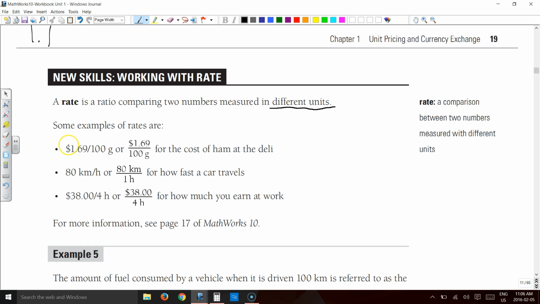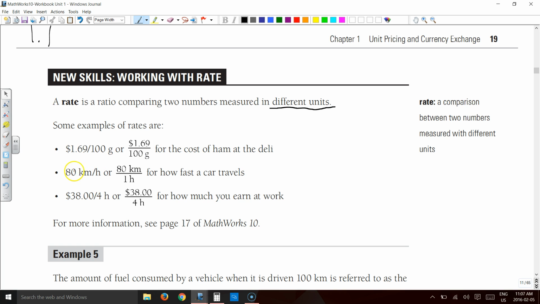So for example, we've got some examples here, $1.69 per 100 grams. Or that can be written as $1.69 over or per 100 grams for the cost of ham at the deli. So we've got money being compared to grams. This is no longer a situation where we're saying how much money one person makes versus how much money the other person makes. The units have changed. It's money compared to weight. And they call that a rate.